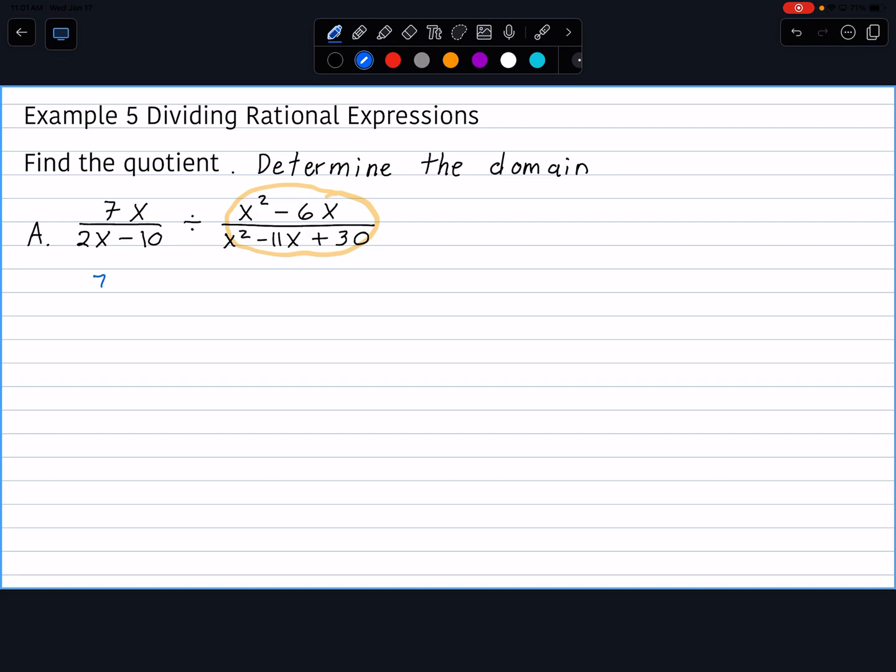So first fraction stays exactly the same. Second fraction, we flip it. And by flipping it, the operation is going to become multiplication.